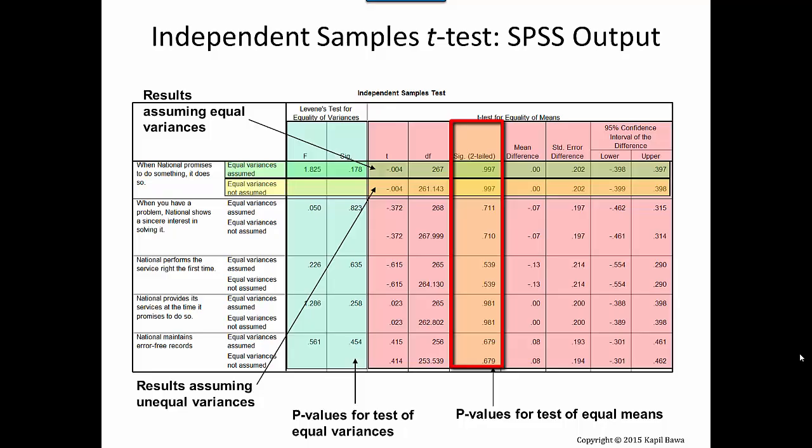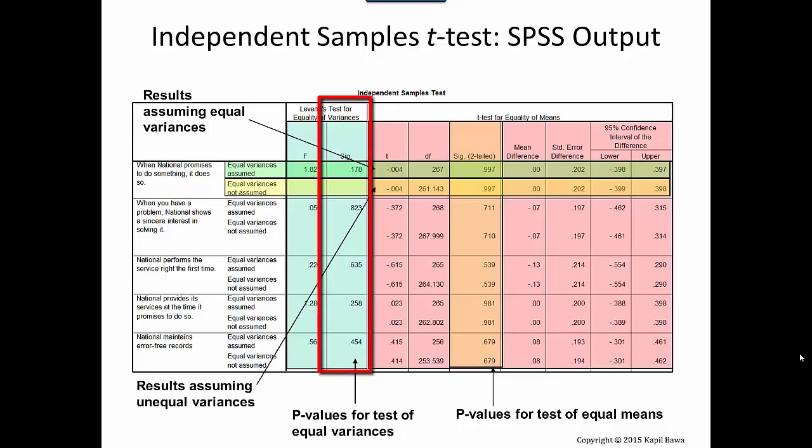Once in a rare while, you'll find that the p-value corresponding to equal variances assumed gives you a different conclusion than the p-value for unequal variances assumed. In those cases, you'll need to refer to Levene's test to see which is the correct assumption to make.